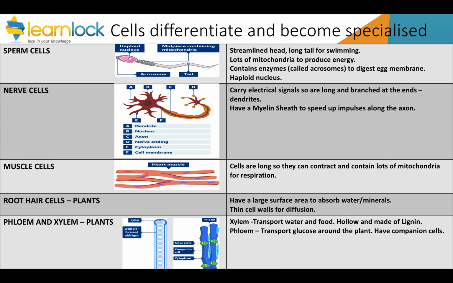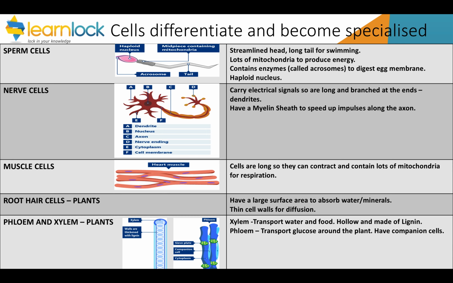So starting with the sperm cell. A sperm cell has got a haploid nucleus, which means it's got only half the number of chromosomes in there because the sperm cell will join with the egg cell, which will have the other half. They have a midpiece which contains lots of mitochondria. Remember, mitochondria produce energy and sperm need energy to swim. They also contain enzymes in the head called acrosomes, and they digest the membrane of the egg when they get to it. They're streamlined and they have a long tail for swimming. So remember those features, not just that it's got a tail, there's quite a lot of features there.